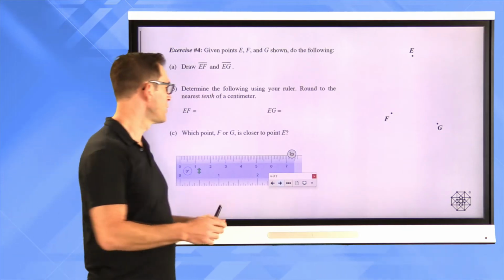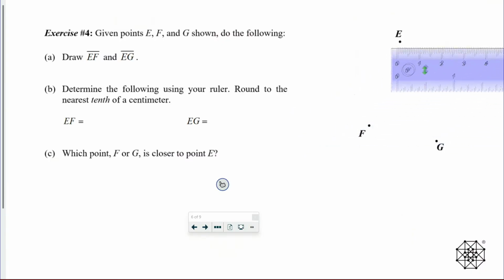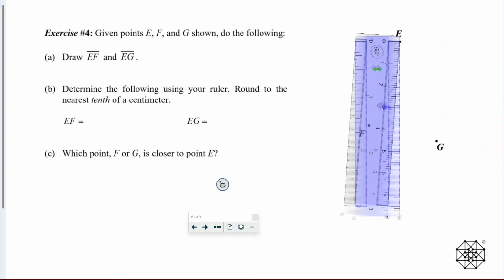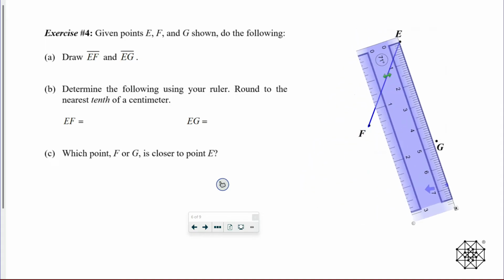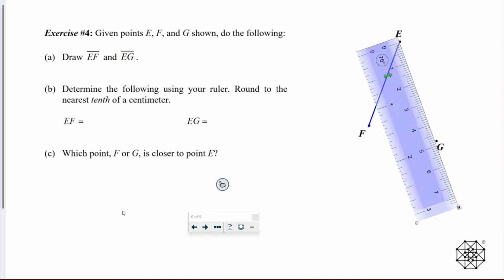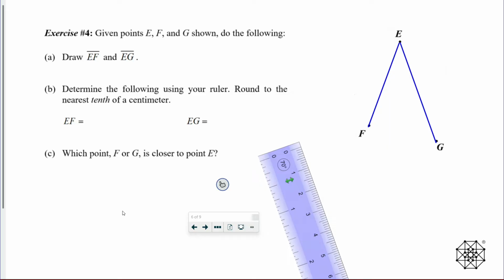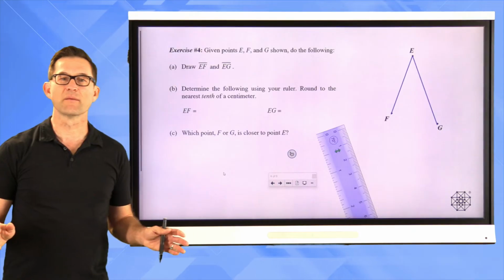All right, simple enough. Right, I want to draw in EF. Tilt it a little bit more. And EG. Okay, great. Got those two line segments in.